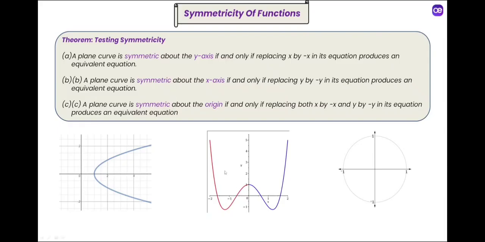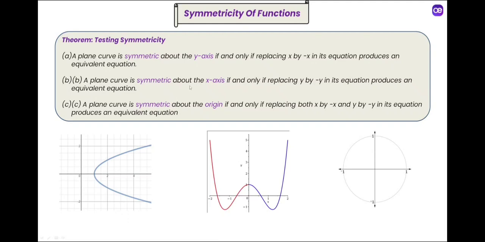And how will you judge it? Suppose a function is given y is equal to f(x), then you replace the x value with the minus x value in the equation, and then it produces the same equation as before, or it produces an equivalent equation. Then the curve of that graph is symmetric about the y-axis, like this graph. And the second one says a plane curve is symmetric about the x-axis if and only if replacing y by minus y in its equation produces an equivalent equation.